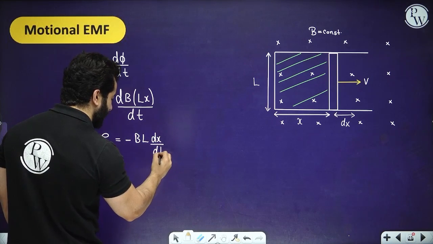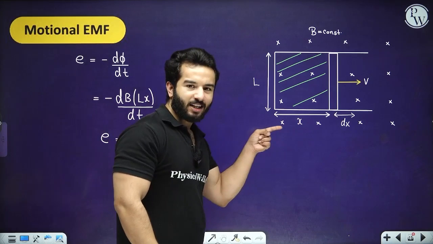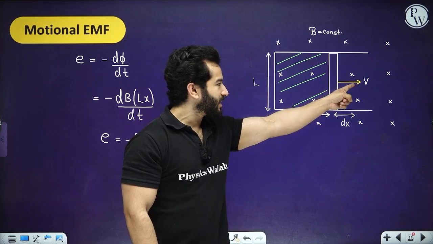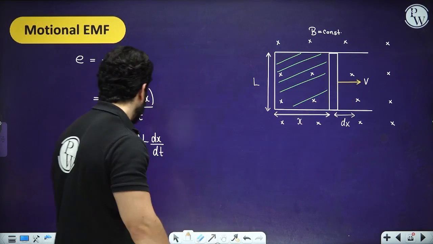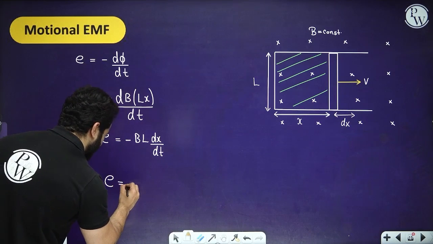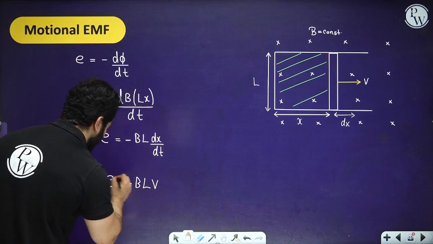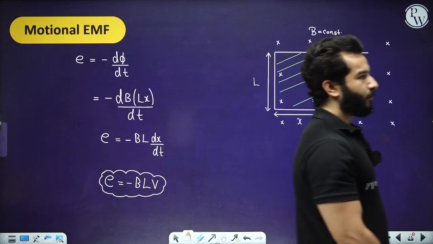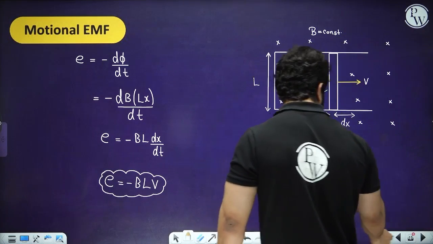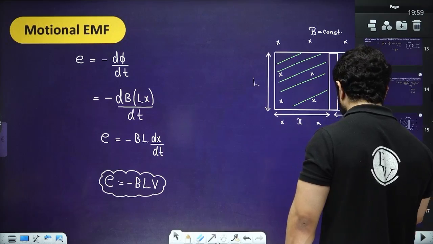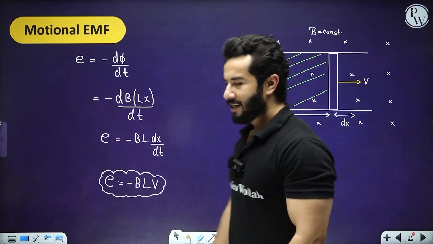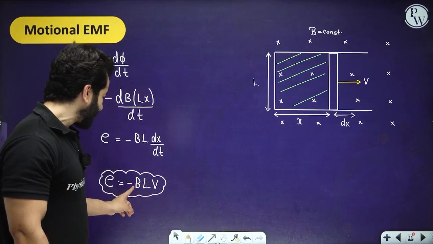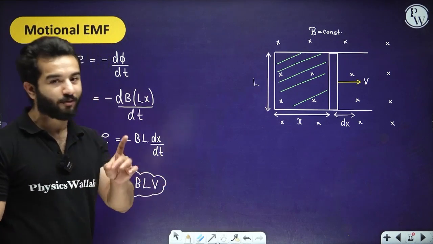And what is dx by dt? The rate of change in x with respect to time t is nothing but velocity, isn't it? So we can rewrite the induced EMF as minus BLV. The minus sign is just telling you the direction of induced EMF, which we'll talk about just now. Hopefully everything is clear till this point, right? So this was the case. That means the induced motional EMF for a moving rod is BLV, where B is the magnetic field, L is the length of the rod, and V is the velocity with which it is moving.